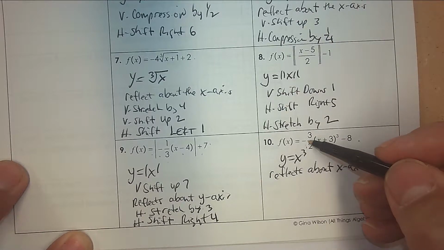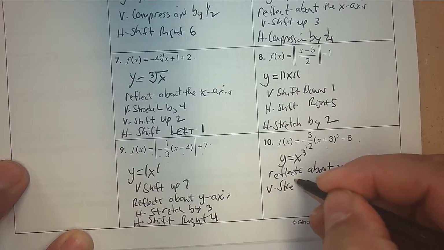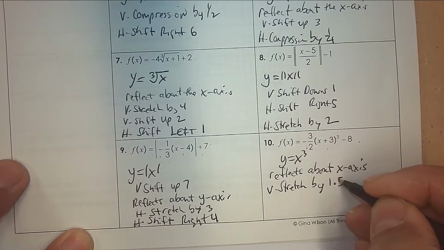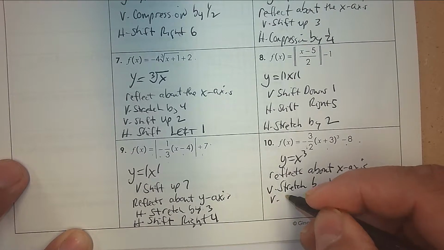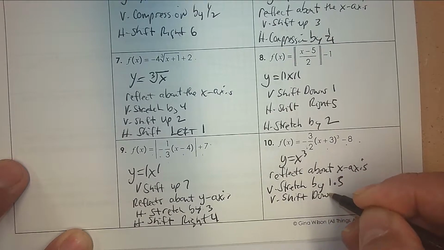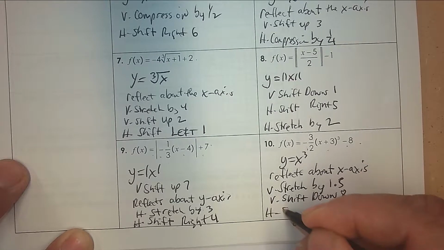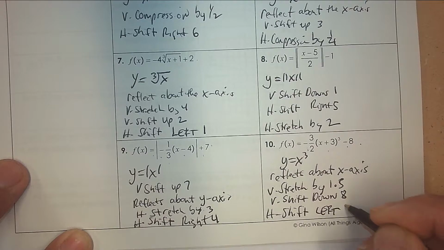3 divided by 2 is a fancy way to say 1.5, so it's a vertical stretch. I'm just going to use 1.5, which is the same as 3 over 2. And then one more, there's a vertical shift. What direction does it shift? Down, how many? 8. And then on the inside, there's a horizontal shift. In what direction is that going? Left. How many? 3. Excellent.